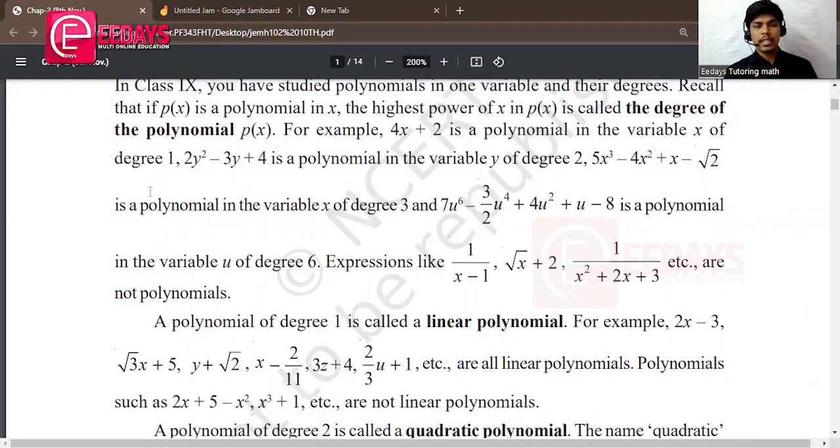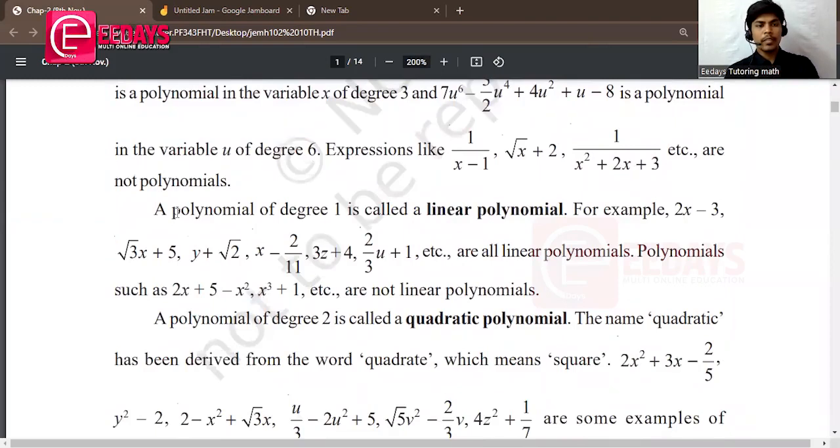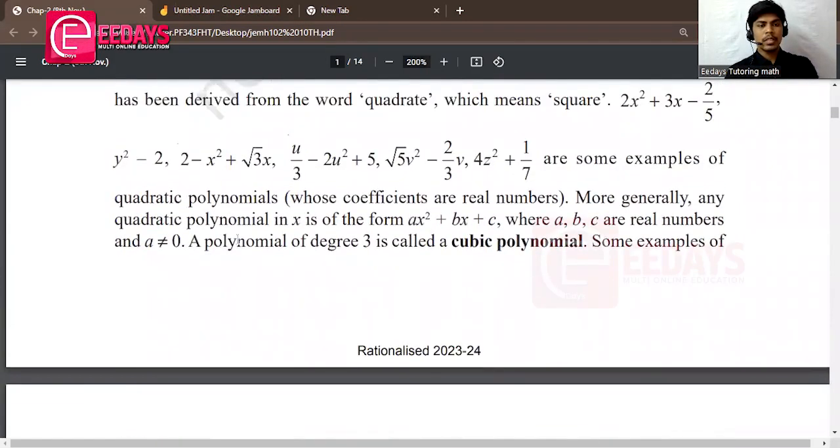If the degree is 2, let's understand. If the degree is 1, we call it a linear polynomial, and these are the examples. A polynomial of degree 2 we call a quadratic polynomial, and these are the examples. And a polynomial of degree 3 we call a cubic polynomial. These are the things we already learned.